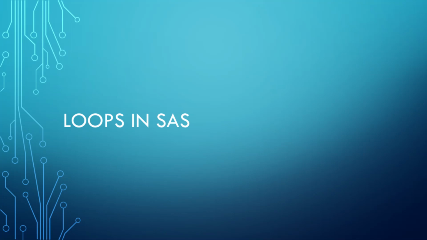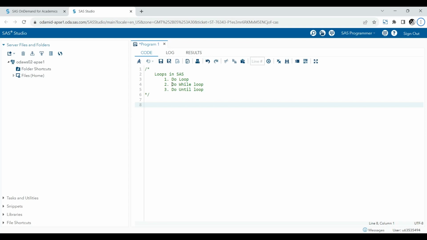In today's session, we will talk about loops in SAS. If we want to perform a repetitive process, for that we use loops. In SAS, we have three kinds of loop: do loop, do while loop, and do until loop. Without wasting any further time, let's start with the practical.